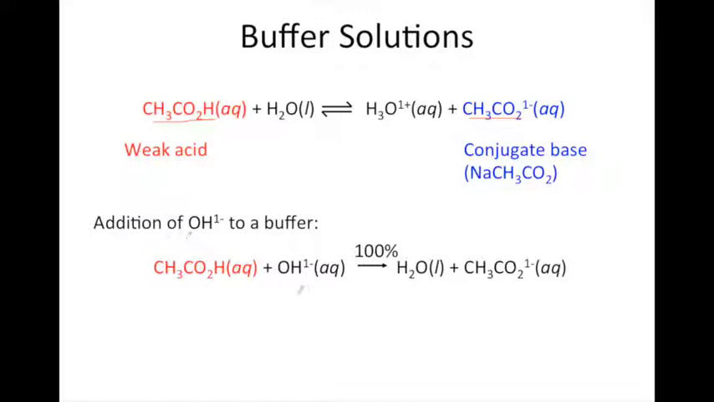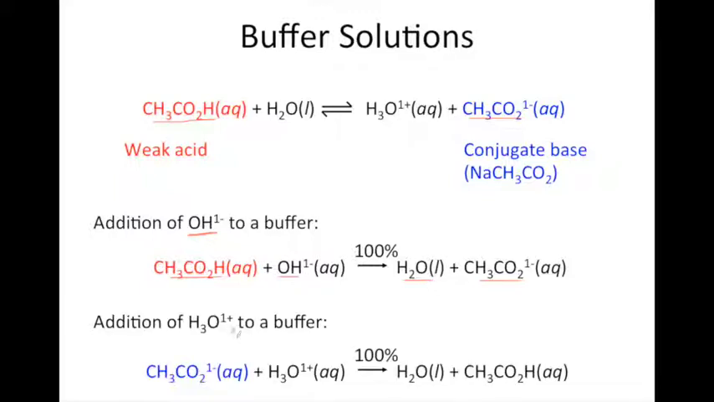If you added a strong base, which here we're representing as simply hydroxide ion, to our buffer solution, the strong base would react with the weak acid. In this case, the strong base would react with the acetic acid. What would happen is the strong base would get neutralized, reacting with the acid to form water and, of course, the conjugate base. So adding the strong base doesn't just sit around and increase the pH. The strong base gets neutralized by the weak acid that's present. So the pH would not change dramatically.